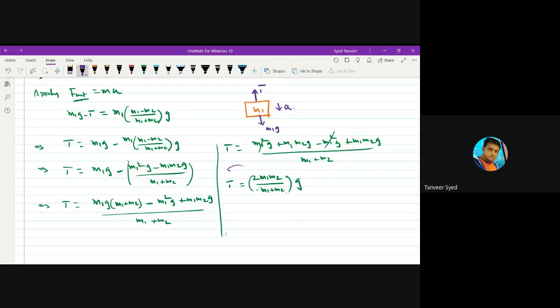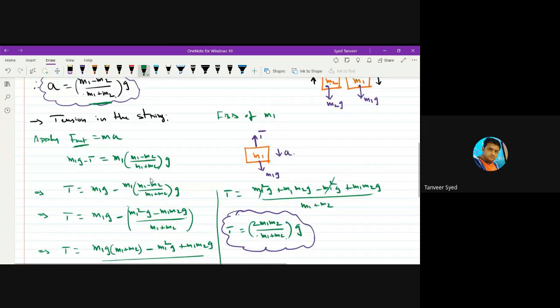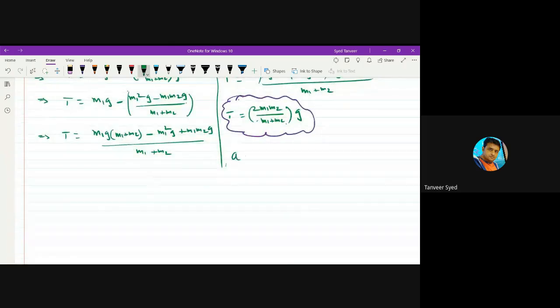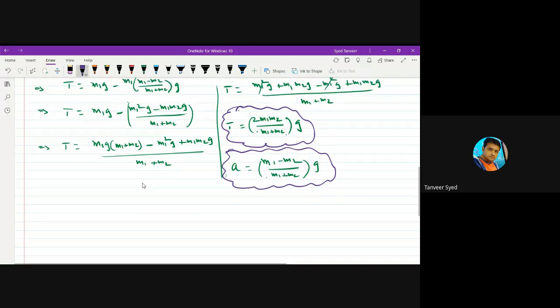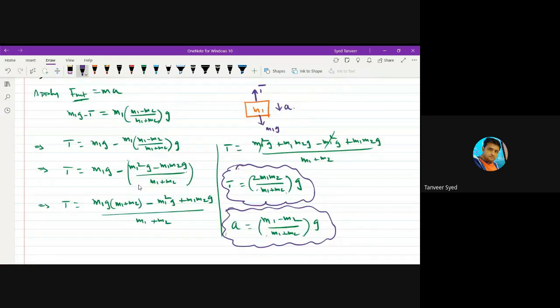This is the tension. 2 M1 M2 by M1 plus M2 into G, this is the tension. And what is the acceleration? We already got it. M1 minus M2 by M1 plus M2 into G. These are the acceleration of the system and tension in the string.